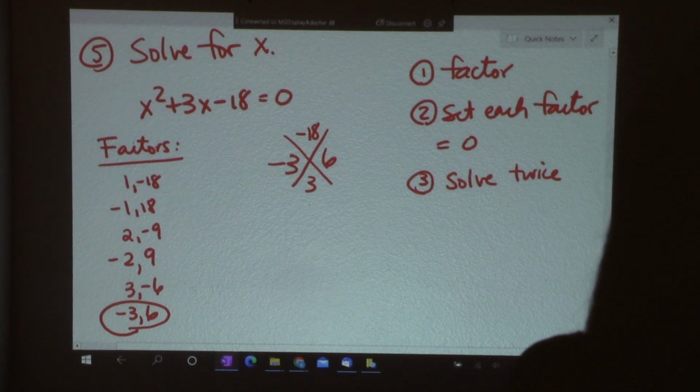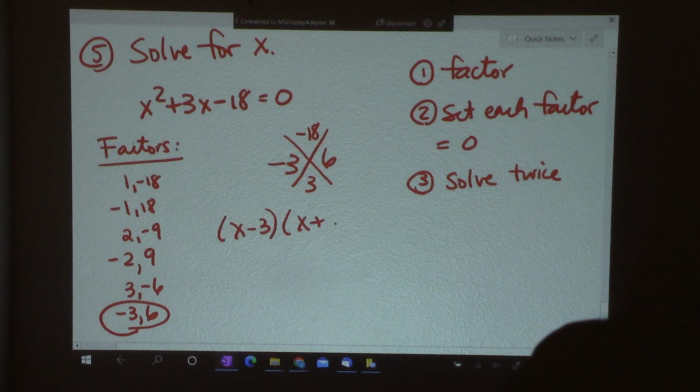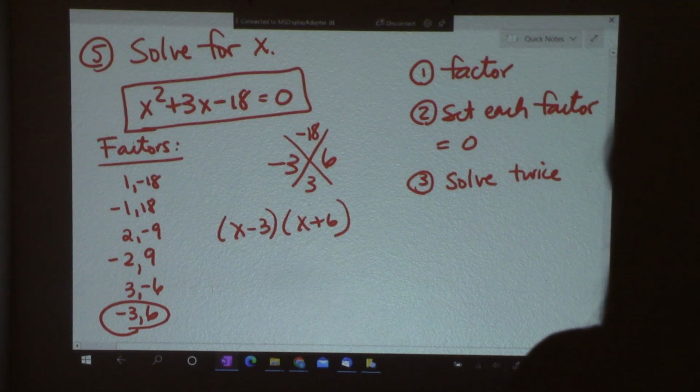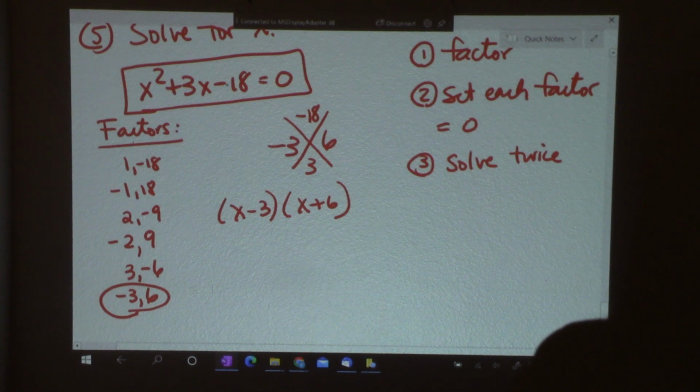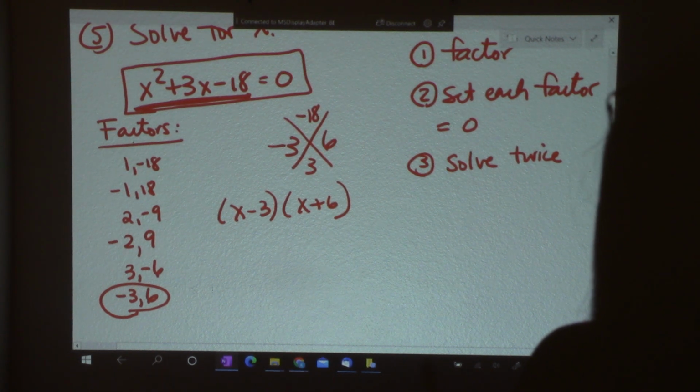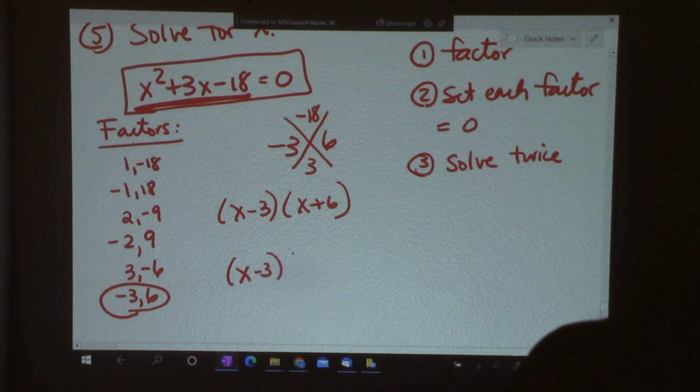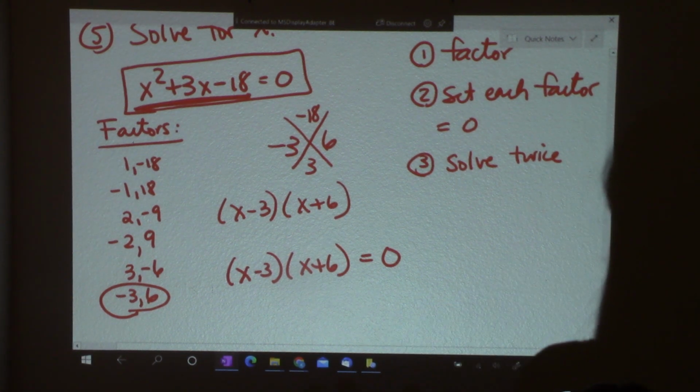Now, here's where I do the next thing. I'm taking this to the next level. I have x minus 3 and x plus 6. That's how I factor. But what I'm looking at here is an equation. So instead of having my trinomial written out like this, the factor form is equal to it. It just looks different. It has a different appearance. It's in a different form. So I'm going to write x minus 3 and x plus 6, and I set that equal to 0.